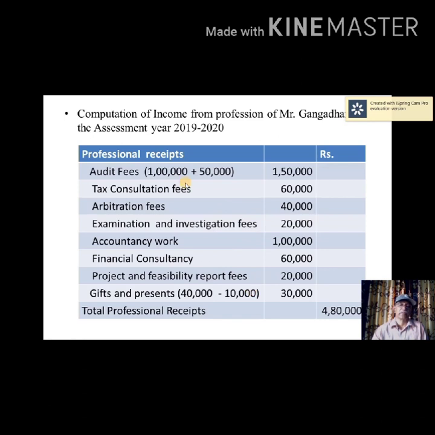So audit fees for 2 years, 1 lakh plus 50,000, 1 lakh 50,000. Tax consultation fees 60,000. Arbitration fees 40,000. Examination and investigation fees 20,000. Accountancy work 1 lakh. Financial consultants 60,000. Project and feasibility report fees 20,000. Gifts and presents after excluding 10,000 rupees. That is nothing but gifts received at the time of marriage anniversary. So 30,000. Total professional receipts are 4,80,000.